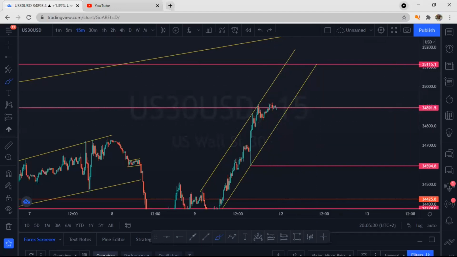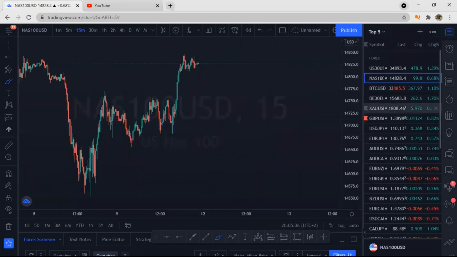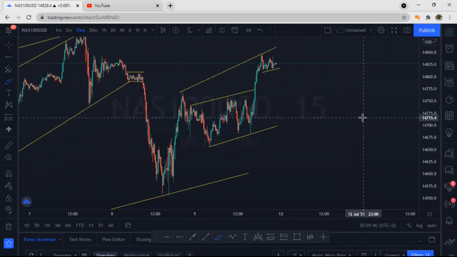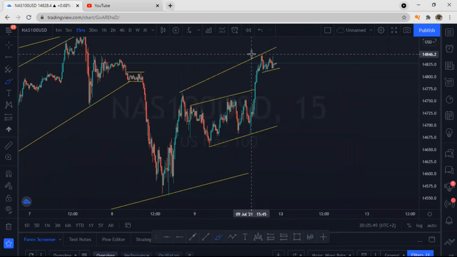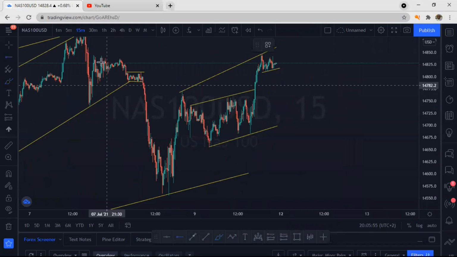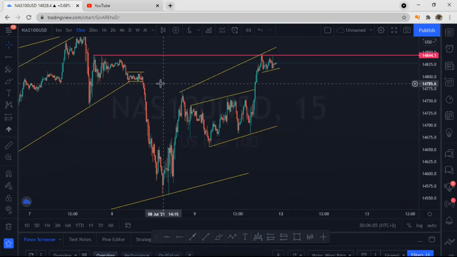So yeah, guys, let's move to Nasdaq and see what Nasdaq has for us. Okay, this is Nasdaq. What do you see, guys, here? See correction. Somebody said double top. I just saw this again. It's a double top, isn't it? Okay, cool.